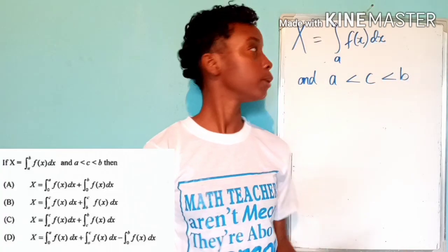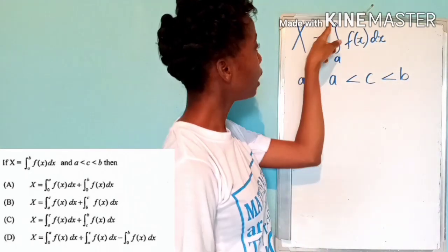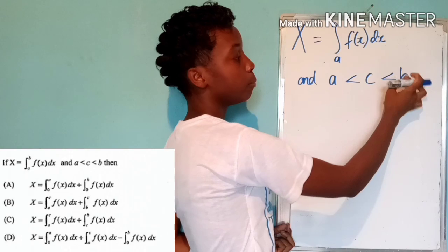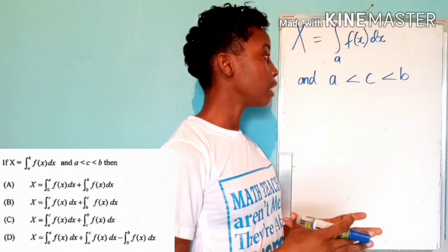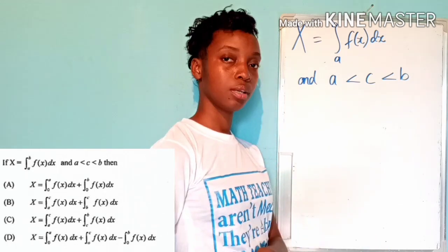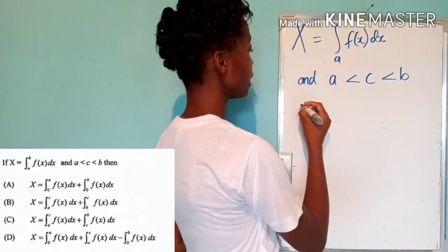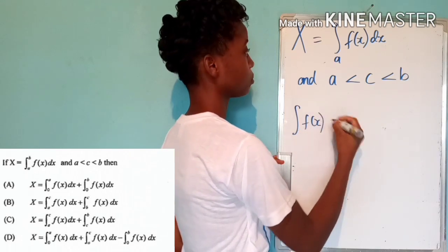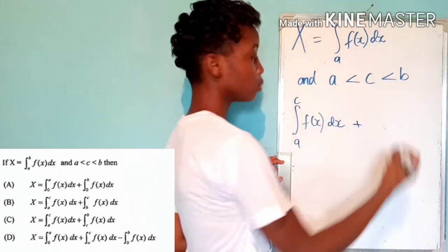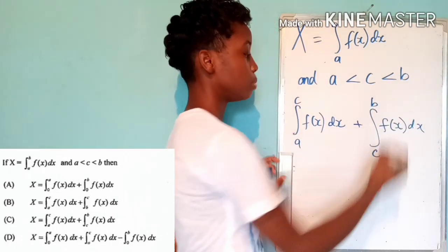This question is pretty simple. It says if x is the definite integral of f of x using the limits a and b, and we know that a is less than c, but b is greater than c, so c is a value that is between a and b. Which of our options from a to d is true? And the only smart answer to that is c, because this simply means that I can find the integral of f of x from a to c, and then add that to the integral of f of x from c to b.